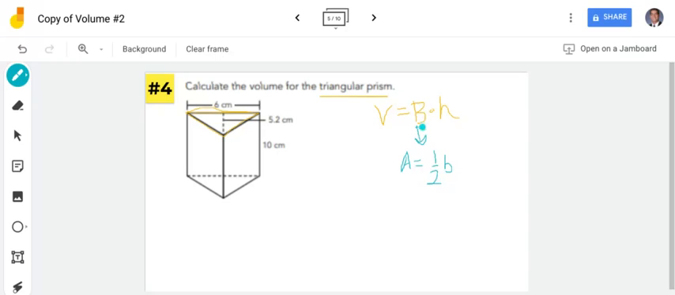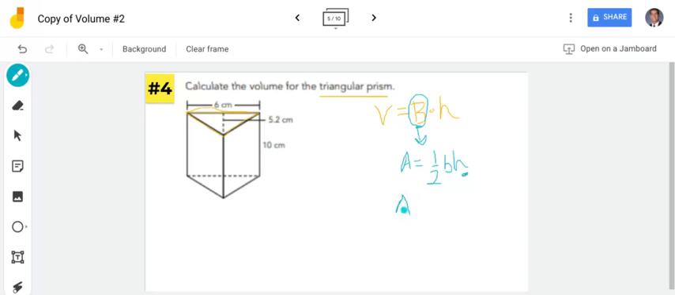Capital B is area of base. Lowercase b is the base, the length of the base of the triangle. So 1/2 times base times height. And this h is not height of the prism. This h is height of the triangle, because we're finding the area of the triangle to get the area of its base. Okay? So stay with me here.